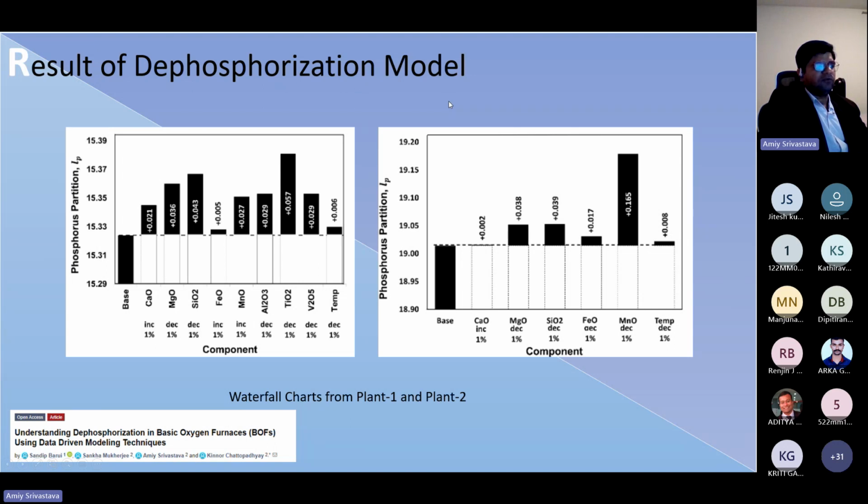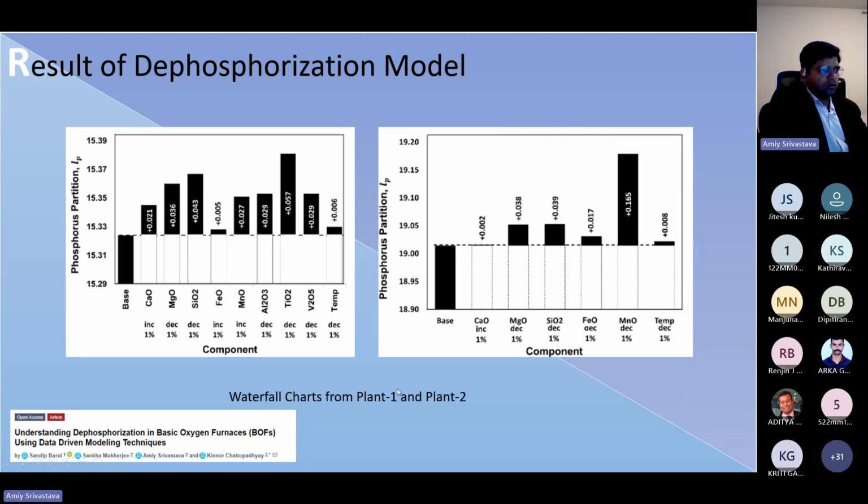One way of doing that is making a tornado plot. So if people are going into the field of data analytics, they can use a sensitivity plot, or they can also use these waterfall plots. So you can see that if calcium oxide is increased by 1%, the LP, the phosphorus partition coefficient, is increased by plus 0.021. This is how we read a waterfall chart.